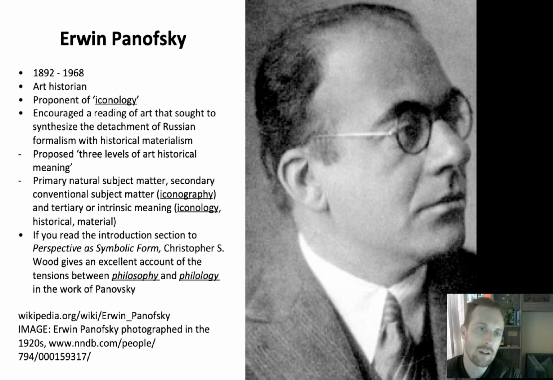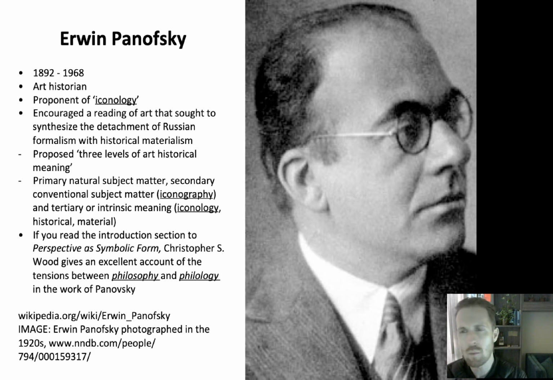Now, to unpack that a little bit, when we talk about the detachment of Russian formalism, we're talking about aesthetics, and we're talking about a way of looking at art that partly derives from Immanuel Kant, and looking at art in terms of how the physical artwork generates experiences for the viewer, and what systems do we have to understand how the physical properties of an artwork can affect the viewer. Whereas historical materialism is looking at the social and historical context of an artwork.